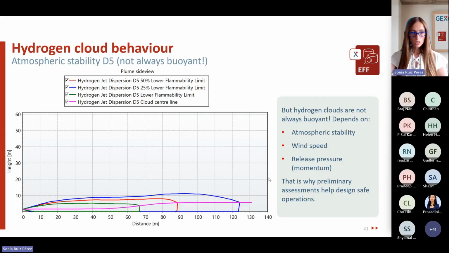So these type of results, this one and this one, are actually consistent with real-world case scenarios where atmospheric stability, wind speed, and release pressure, therefore momentum, all play a crucial role on the dispersion behavior of hydrogen. Using EFFECTS for simulating different hydrogen releases can support in concluding that hydrogen clouds are not always buoyant, which reinforces the need for preliminary assessments to determine safe operations and prevent ignition sources from triggering a hazardous cloud ignition at ground level.